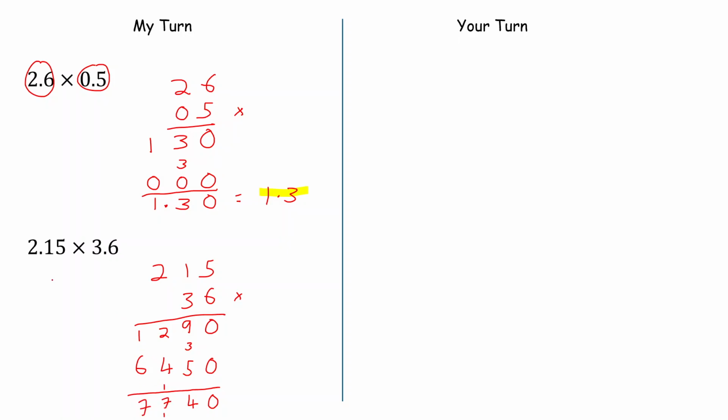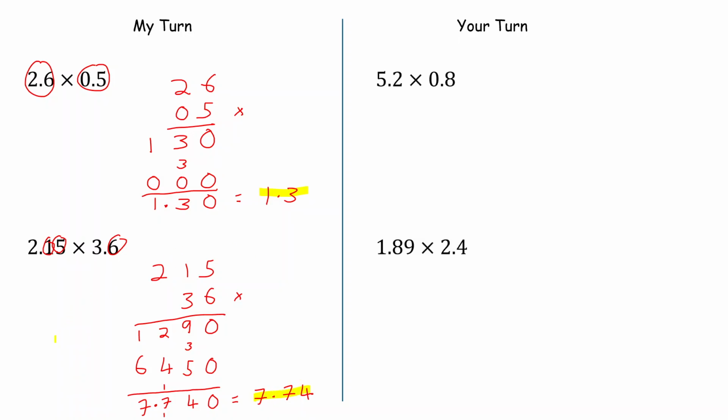Now, where does your point go? Well, this time you've got 1, 2, 3 numbers after the point. So you've got to go back in by 1, 2, 3 to give you 7.740. And that is your answer. So 7.740, which is the same thing as 7.74. Okay. I'm going to check on my calculator to make sure I've made no mistakes. There shouldn't be. It looks pretty good to me. 7.74 is good. So there we go. Perfect. That is your answer.